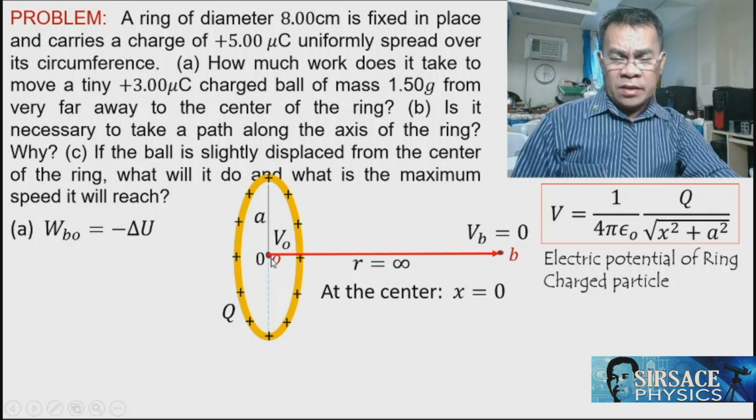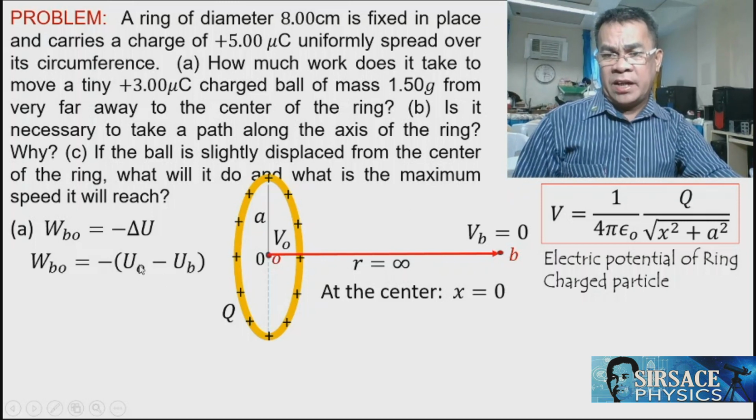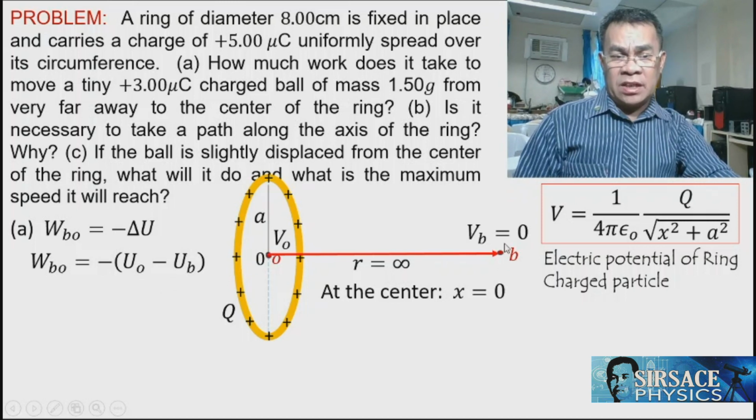We have the initial, and this is our final, because the problem says from B to the center. So substituting this one, the final should be the energy at point O. Assign that as U naught. Then the initial is UB, meaning the energy at point B. Take note that this is minus.